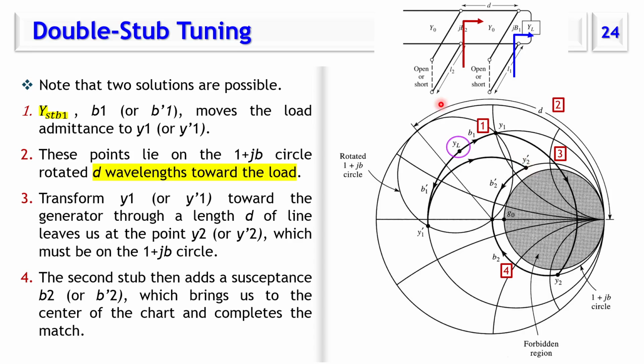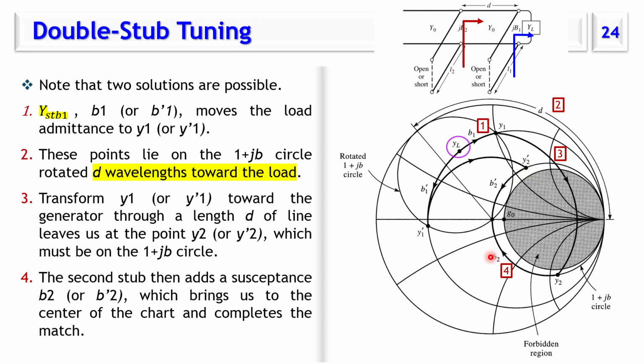And the rotation here would be just from the center to this curve, or from the center over this curve. So this is Y2, which is the input admittance for solution 1. This is Y2 prime, the input admittance for the second solution. For Y2 prime, we need to have the second stub to be the negative of this value, so that it brings us to the origin. Either take us from this point to the origin or from this point to the origin.